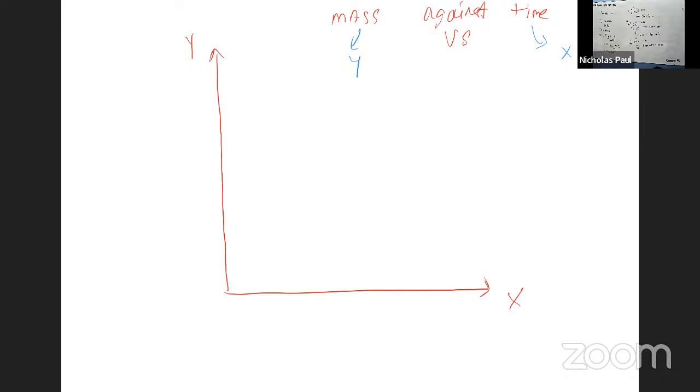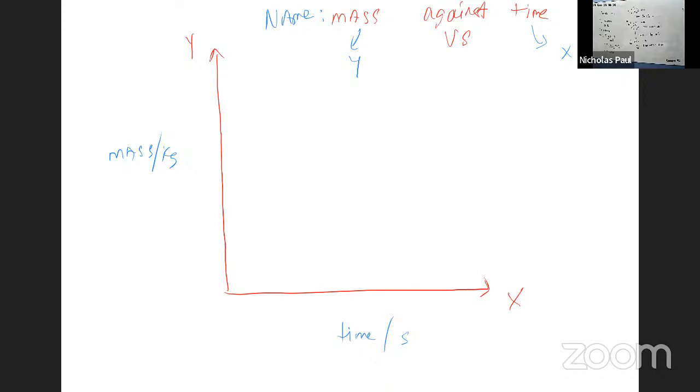Everybody okay with that? So the first thing your graph must have is a name. After you give it a name, based on what the question told you, your next step is to label the axes. Okay? So the y-axis is mass, so you write mass. And very important, you write the SI unit. If it's kilograms, it will be kilograms. Down here, time will be in seconds.